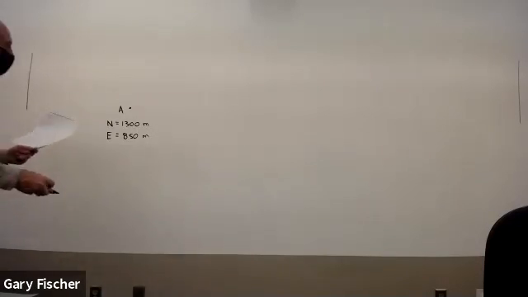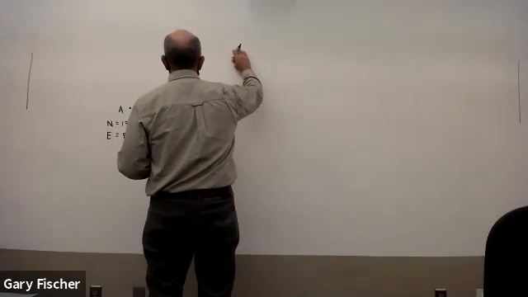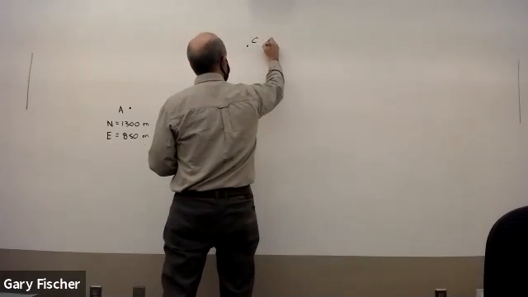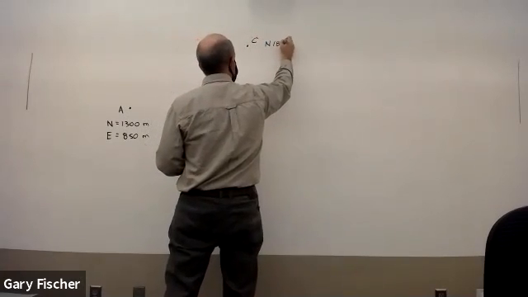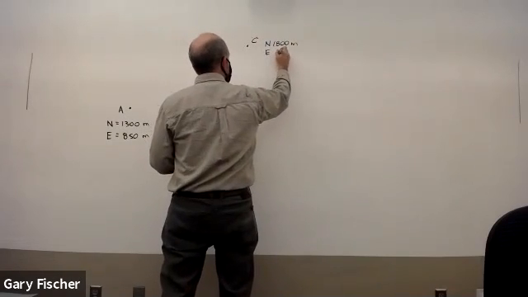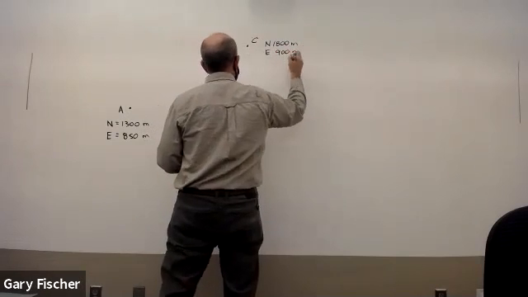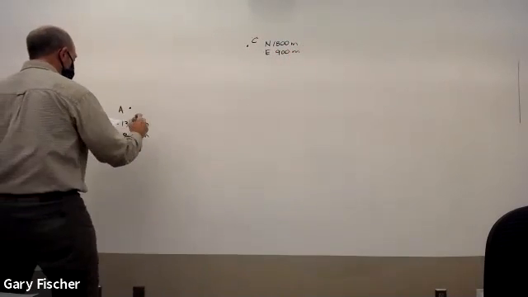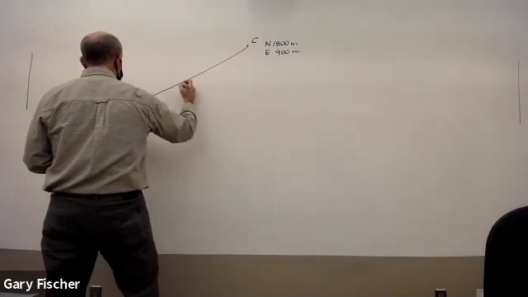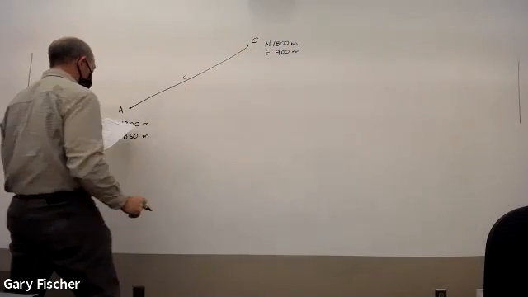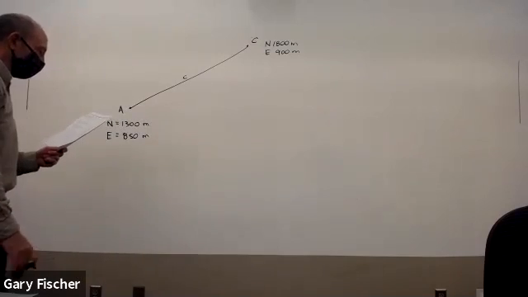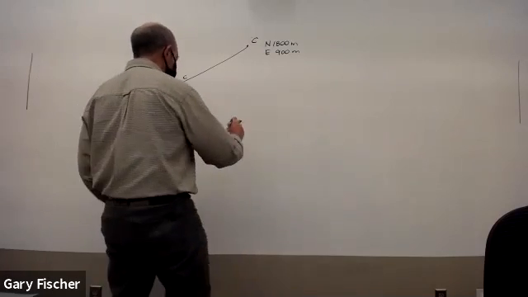So they also give you information for C, which is up here. It has a northing of 1800 meters and an easting of 900 meters. And they give you a solid line between them, and this is labeled as line C. Then somewhere here, they identify point B.